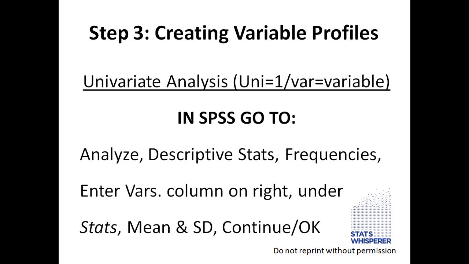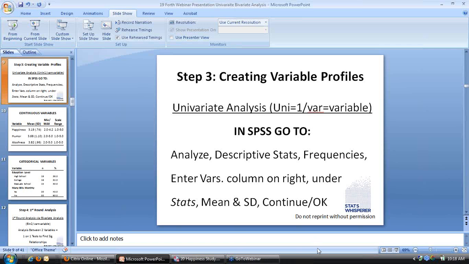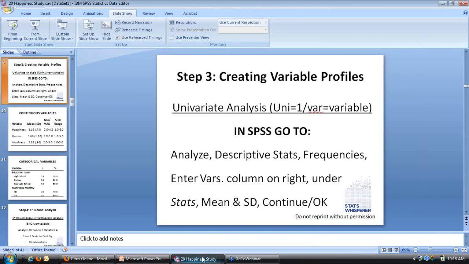So, univariate analysis, very easy to do in SPSS. We'll go through it right now. We follow the chain Analyze, Descriptive Statistics, Frequencies. We put our variables in the column on the right. Under Statistics, we're going to click Mean and Standard Deviation, then OK. Right, so let's go and do that in SPSS right now.